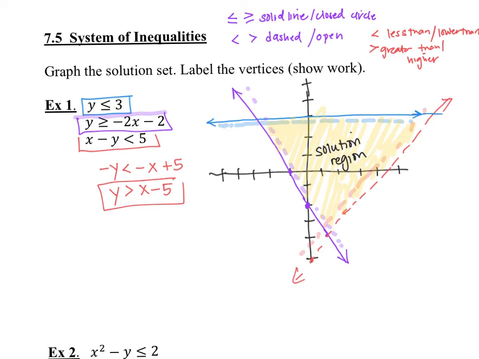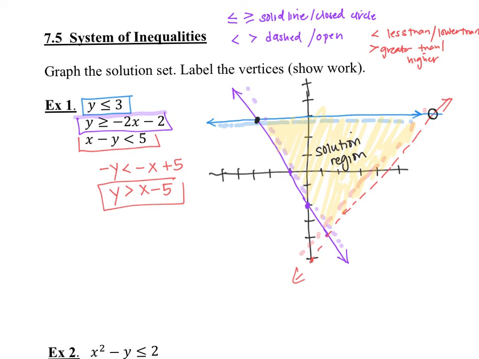Okay, now the vertices are the corners of the solution region. So in this case, it would be this corner right here. And I am going to point out this was a solid line and this was a solid line, which means they both allow equality, which is why I have a closed circle here. Between the blue and the red line, this is a solid line and this is a dashed line. So the red line actually cannot equal at this vertex, so I have to make it open.